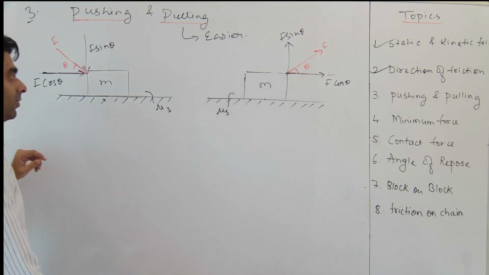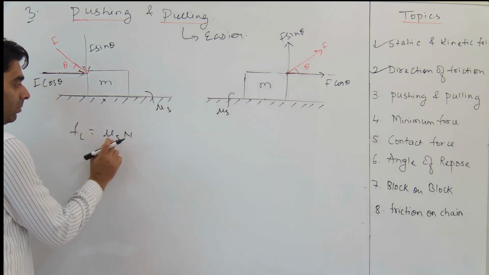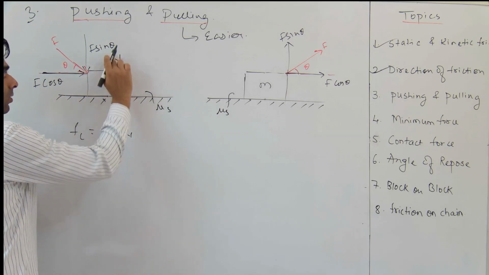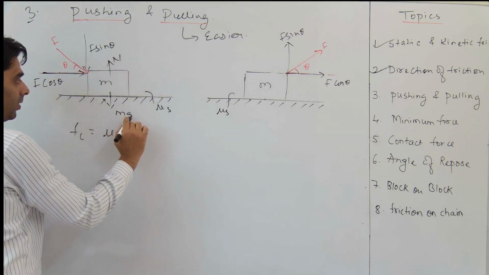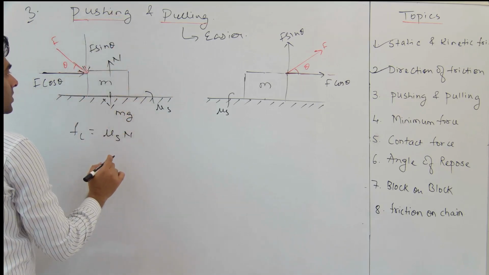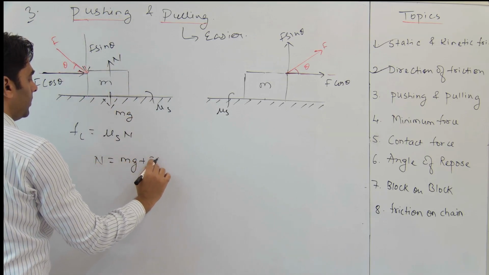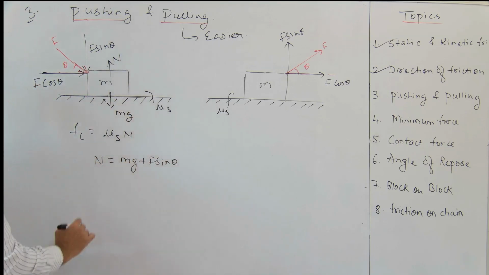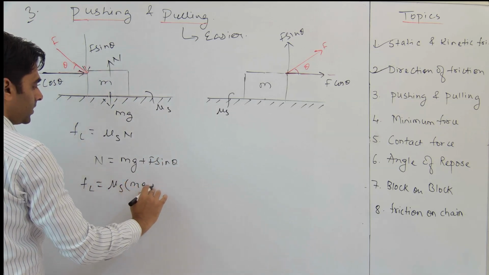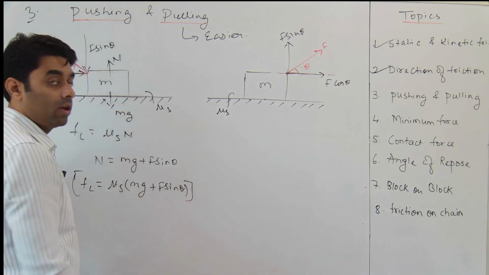Let us check our value of limiting friction. Limiting friction is mu s into N, normal. What is our normal? For this case, if we draw the FBD, normal upward, mg downward. Let us balance our forces in the y direction. What equation can I write? Normal is equal to mg plus F sin theta. So our limiting friction can be written as mu s into mg plus F sin theta. This is our limiting friction value in the pushing case.